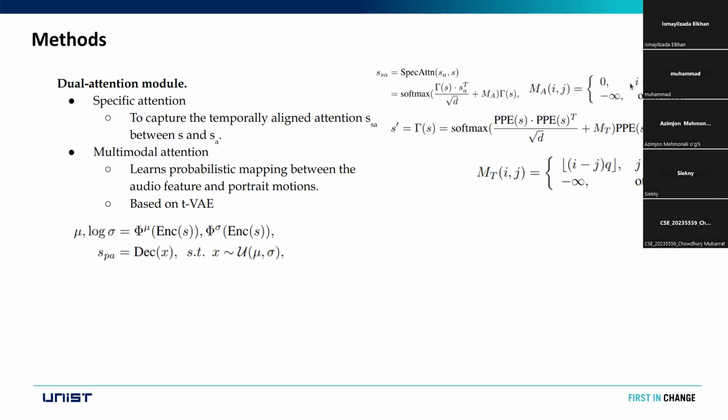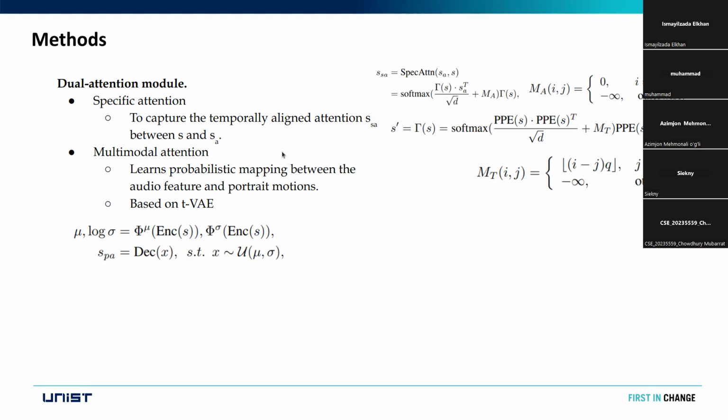Its formulation is like this. It first does the self attention in S with positional encoding. Then it uses simple attention between S and SA. They also use this MA to block the future frames from attending to the past frames.